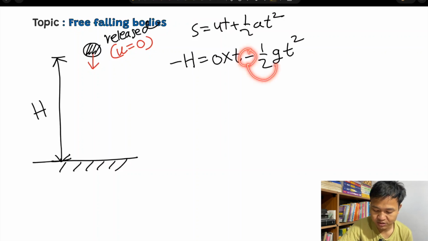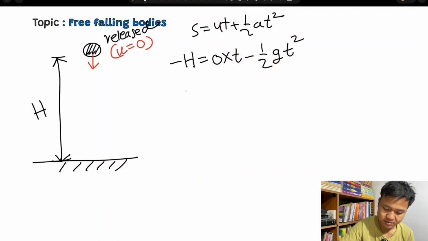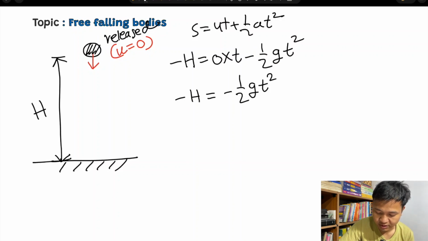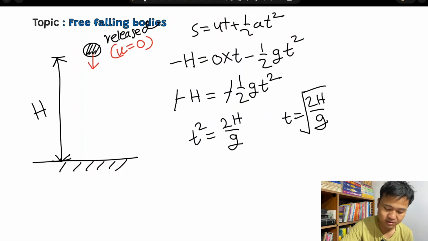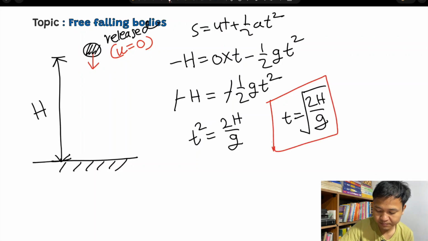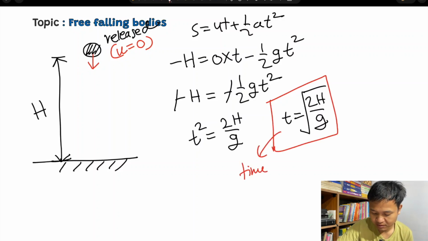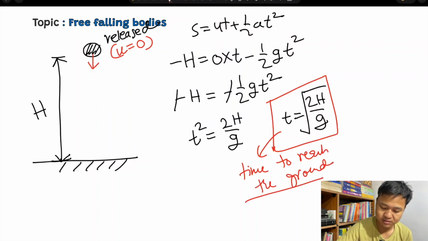This minus is due to that. Minus h equals minus half zt square, so minus minus gets cancelled out, so t square equals 2h by z, or t equals under root 2h by z. So this is the first formula, the time to reach the ground. Important.